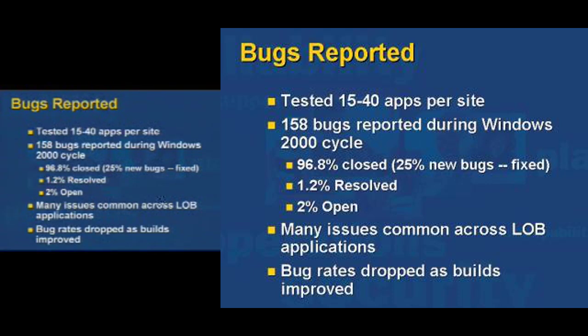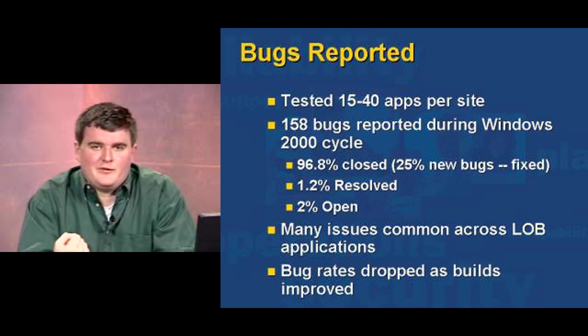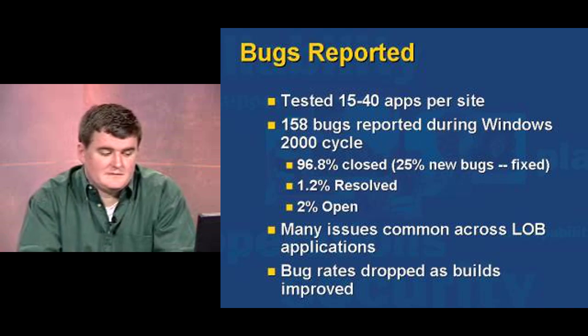So, our bugs reported, let's look at some Win 2000 numbers. We tended to test 15 to 40 apps per site, again, depending on the company. We had 158 bugs reported from these app SWAT visits. 96.8% of those are closed now, 1.2% were resolved, and 2% are open. So 25% of those 158 bugs were new bugs that we then fixed. So we have results, we've made changes, and we've gotten these things working.